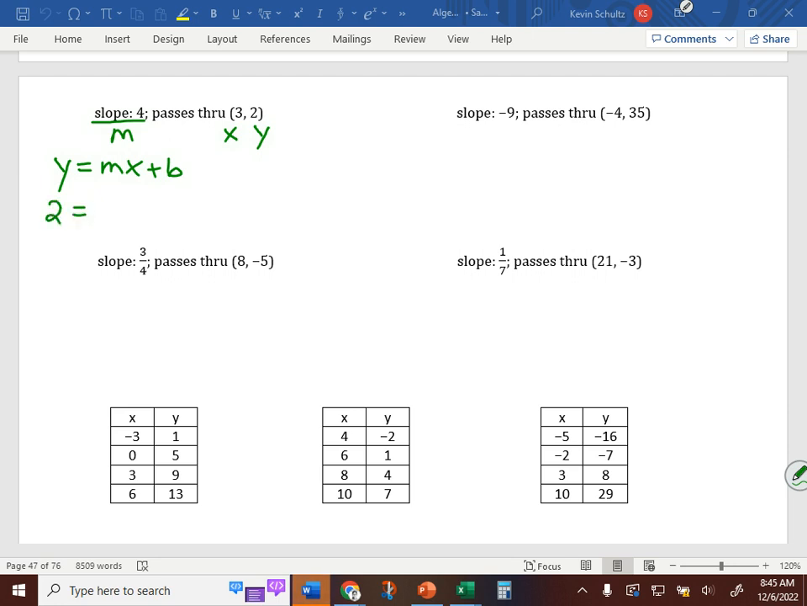We do have a value for m. What is it? 4. I give you that, right? Slope of 4. We do have a value for x. What is it? 3. Right? That 2 and 3 came from this ordered pair right here. Because I told you (3, 2) was on the line, we can use 3 for x and 2 for y in slope-intercept form to solve for b. Because as long as we have 3 of the 4 variables, we can solve for the other one. How do we go about solving this?